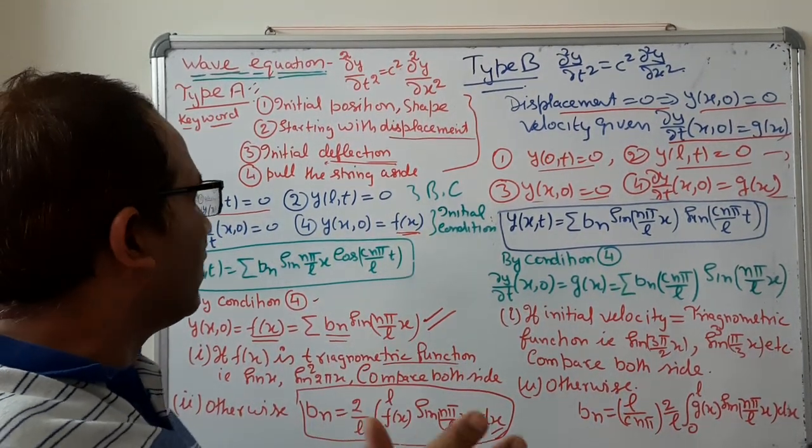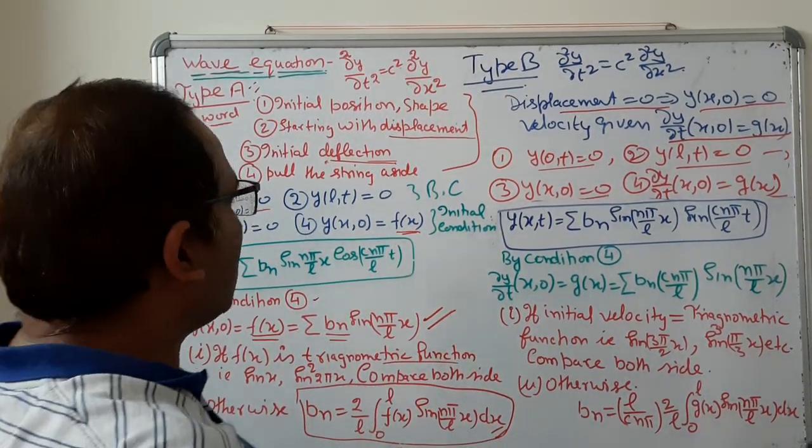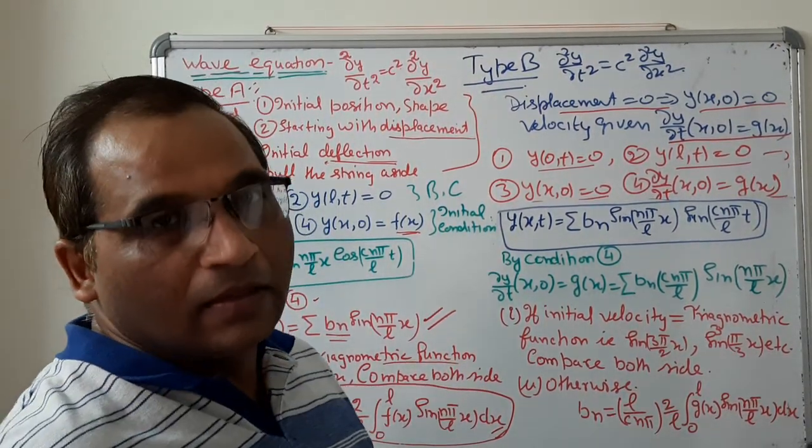It may be possible that 2 or 3 marks will be cut down, otherwise you get the whole marks, right? Now we come to type B.